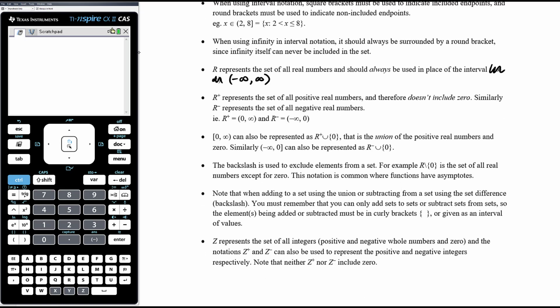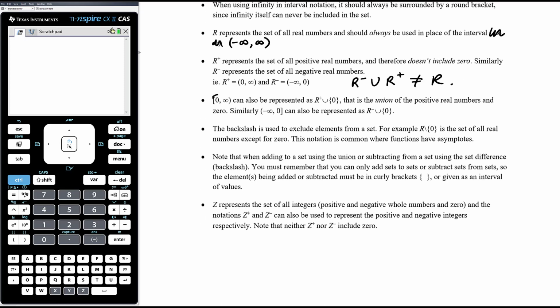R plus represents the set of all positive real numbers and therefore doesn't include 0. 0 isn't a positive number. Similarly, R minus represents the set of all negative real numbers and doesn't include 0. So R plus is 0 to infinity, not including 0. R minus is negative infinity to 0, not including 0. So it's important to understand that R minus union R plus does not equal R, because it doesn't have 0. It equals R excluding 0. Alright, so just be careful about that.